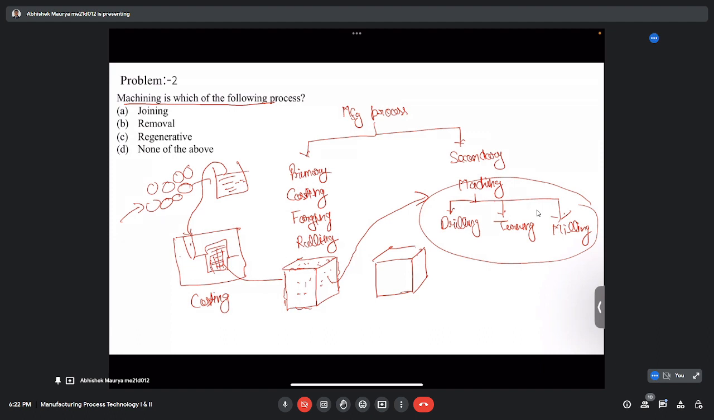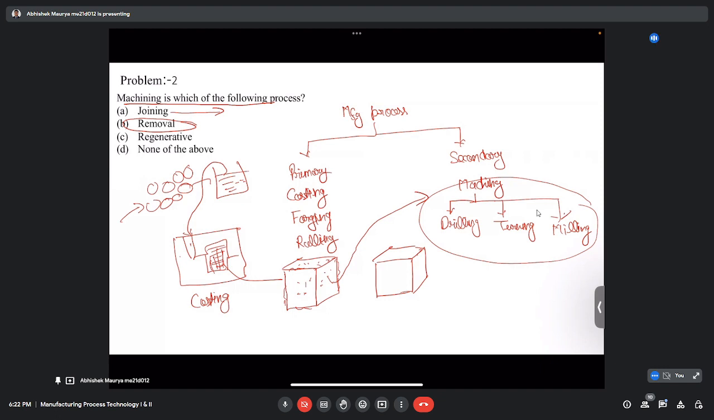So what we did, we removed some extra material from the casted product. That's why machining is the material removal process. Whereas the other processes, like joining, we know welding, where we join two different components, and sometimes we need some filler material. So their material addition takes place.